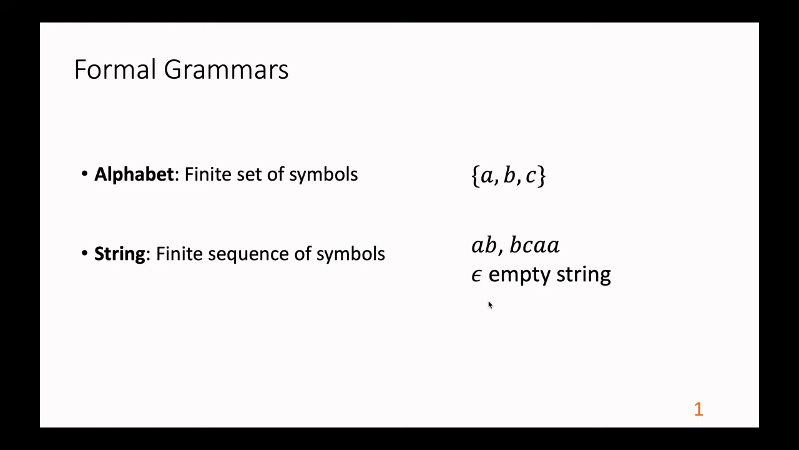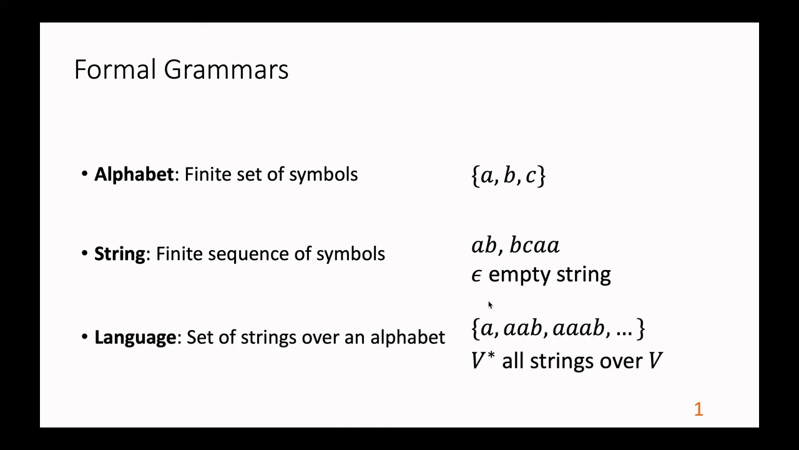Then we need to define what's a string, and a string is a finite sequence of symbols. For example, if we use this alphabet that we had before, AB is just a string over this alphabet, BCAA is another string, and epsilon denotes the empty string, which is the string with no symbols. And then we define what's a language, and a language is a set that could be finite, it could be infinite, whatever we want. It's just a set of strings over an alphabet.